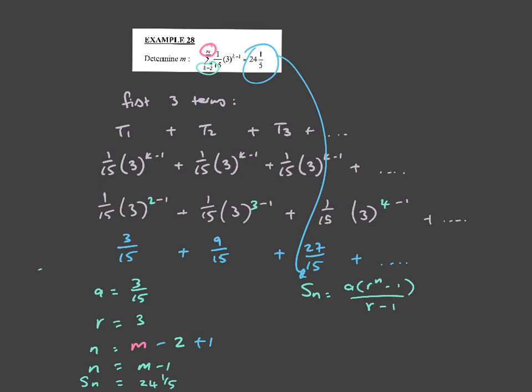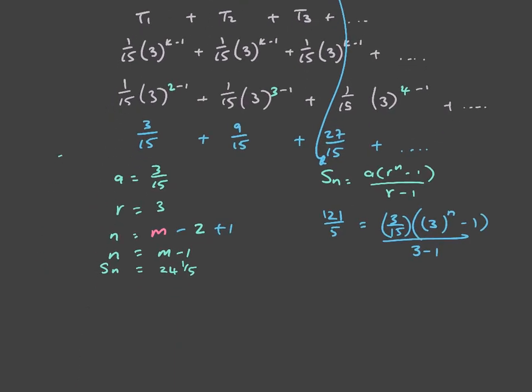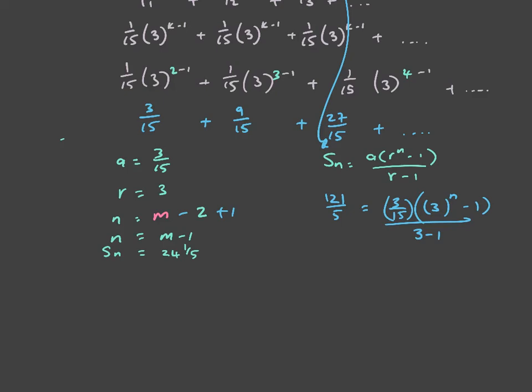I don't like mixed numbers like that, mixed fractions like that. So I would go 24 times 5 is equal to 120, plus 1 is 121 over 5. Those are the same thing, eh? 121 over 5 is equal to a, which is 3/15, multiplied by the ratio, which is 3 to the power of n minus 1, over the ratio, which is 3 minus 1.